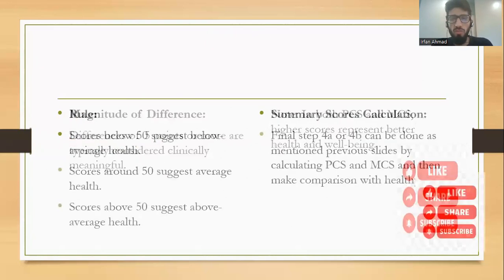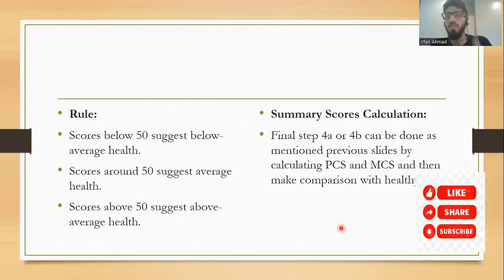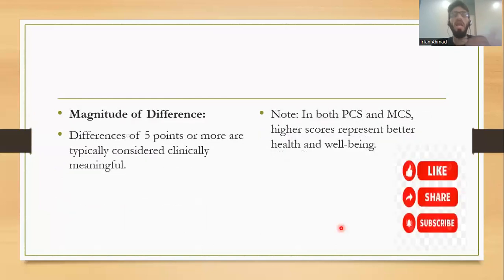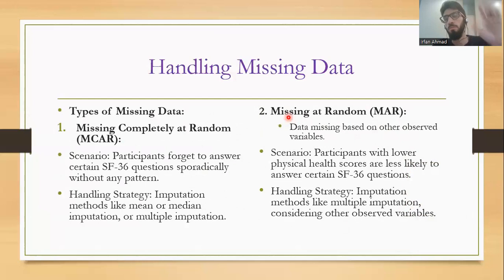For example, if the patient's score is 76, but after some intervention or treatment, he gets 82, so it is more than 5. It means the intervention has a clinically meaningful effect on health quality of life. And for both the PCS and mental component summary, a higher score represents better health quality. So it is the basic rule: a higher score is always a better quality of life.